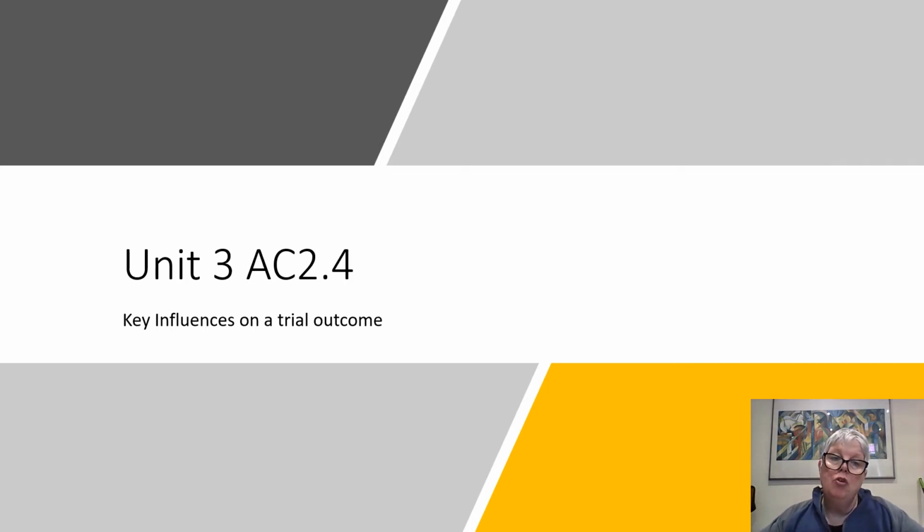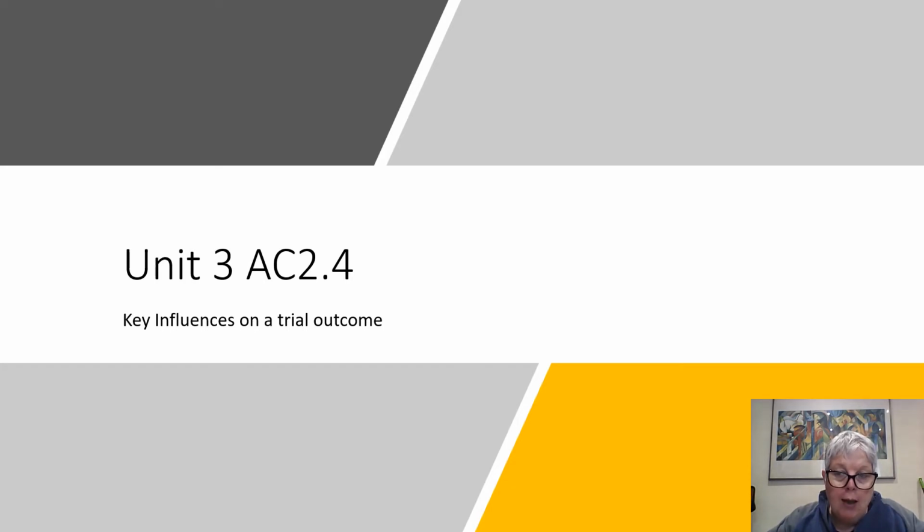Hi, welcome to Unit 3, 2.4 Key Influences on a Trial Outcome. This is worth 10 marks, so it's really important that you do this section well. There are, I think, 7 different influences you can talk about. It's worth having all of them prepared. Some of them you will do in more detail than others, but I think what you need to think about is what is going to really impact on the jury.